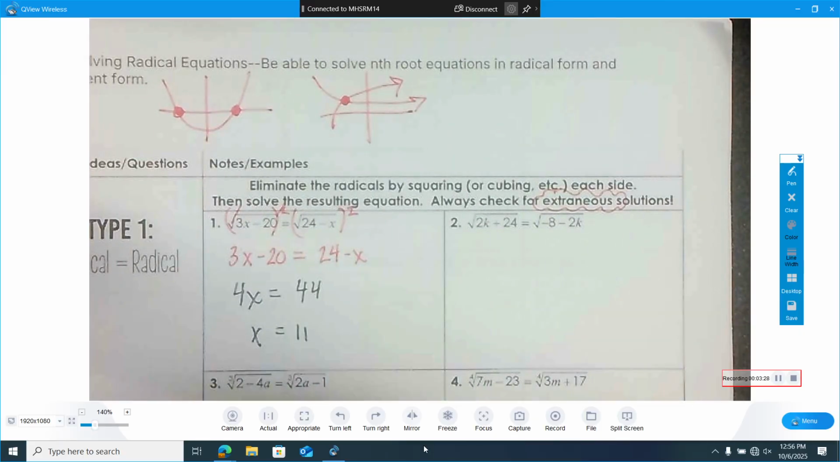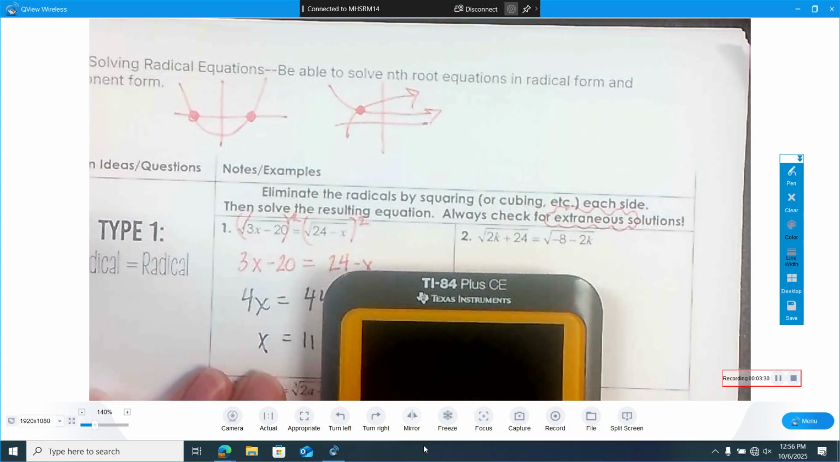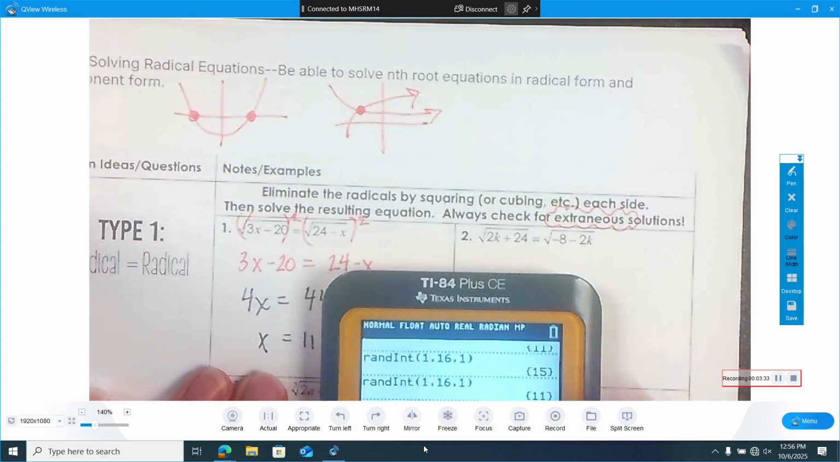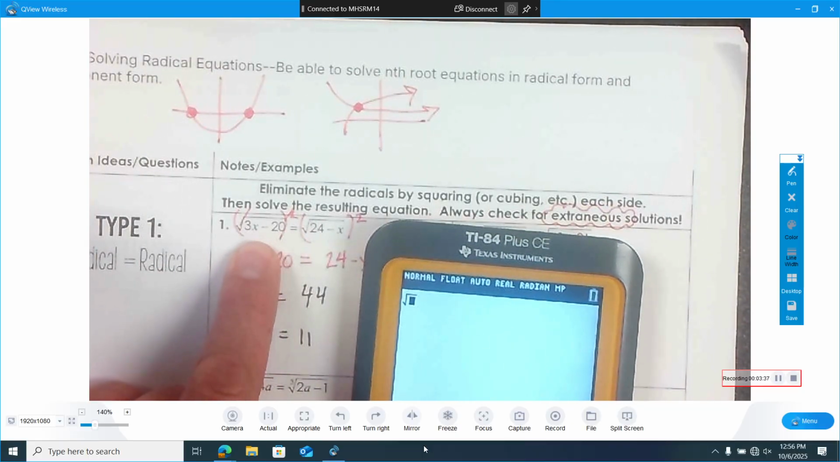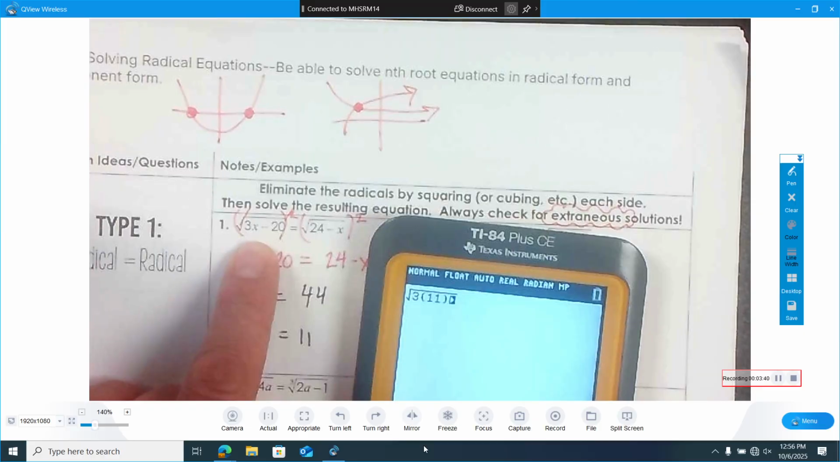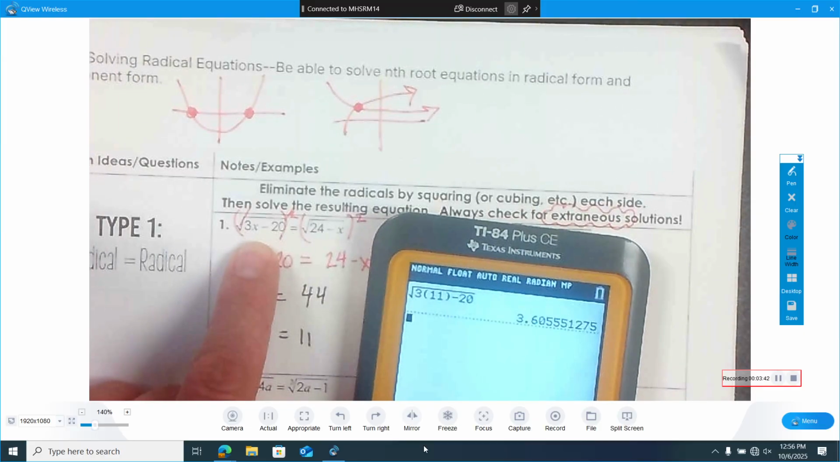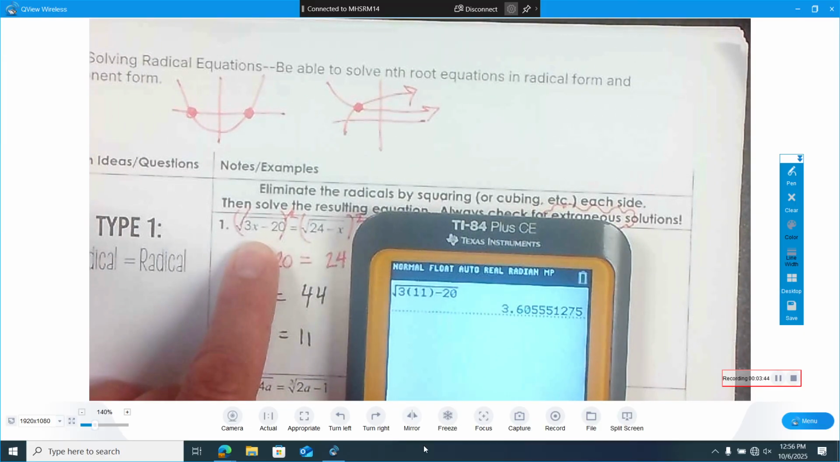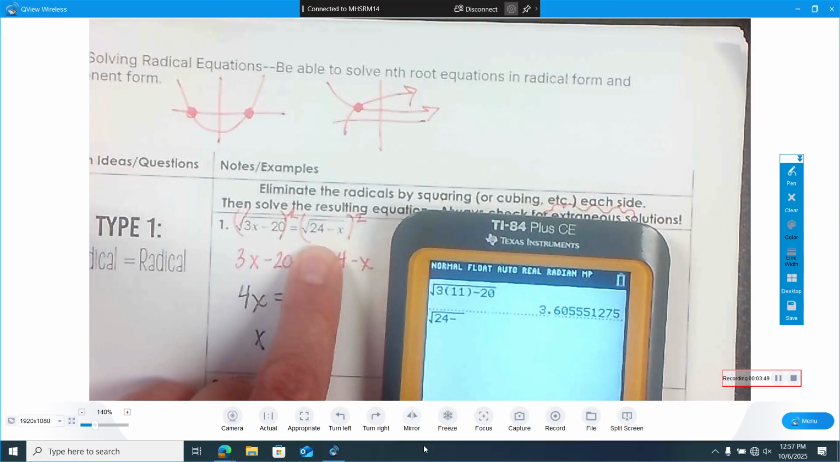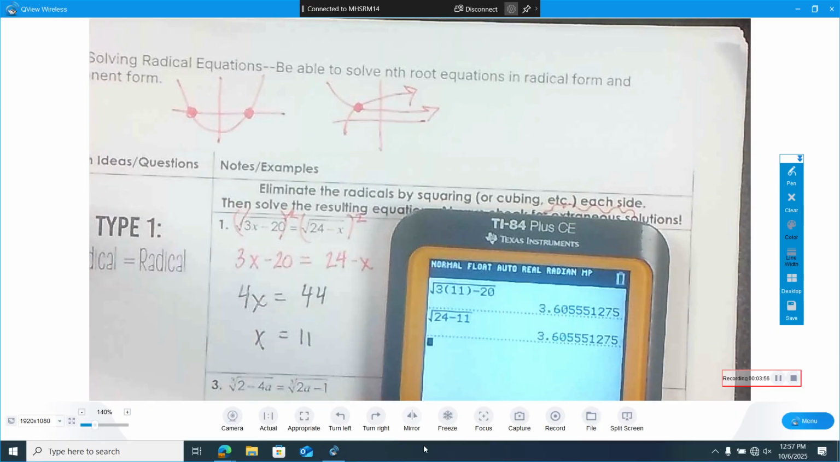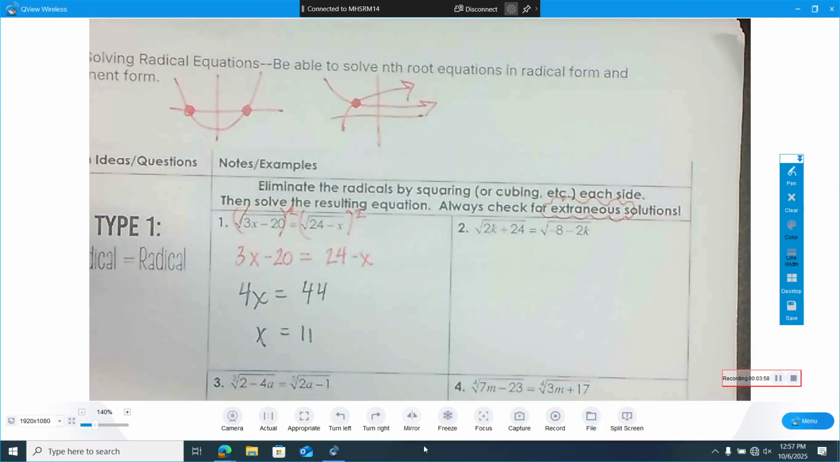Now, I want to check my answer, and I can do it a couple of ways, but I'm just going to do it the easy way right now. I have a giant square root, and I'm just going to plug it back in under my radical. So 3 times 11 minus 20, I get some crazy 3.6055, and I want to plug it in on the right-hand side as well. So I have 24 minus the 11, and I do get the same thing. So I have balance on both sides of the equal, so I know it's correct. Super nice that they both work.